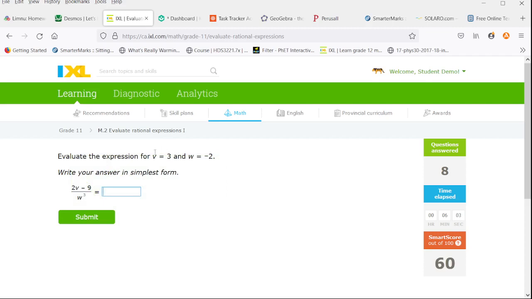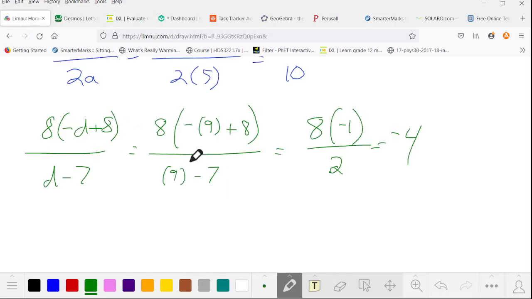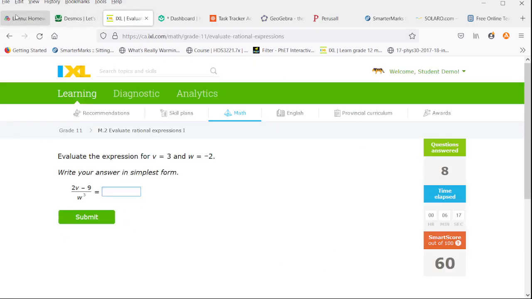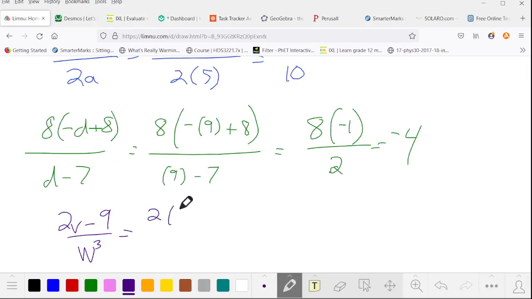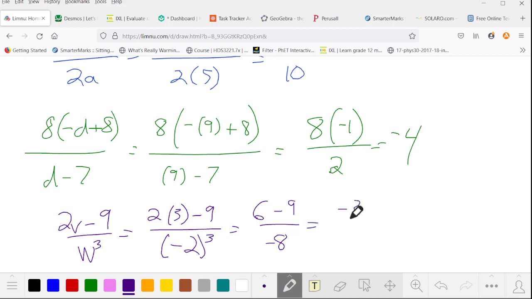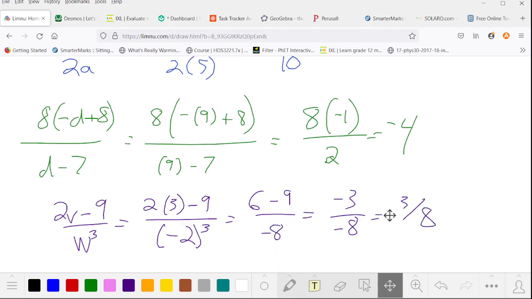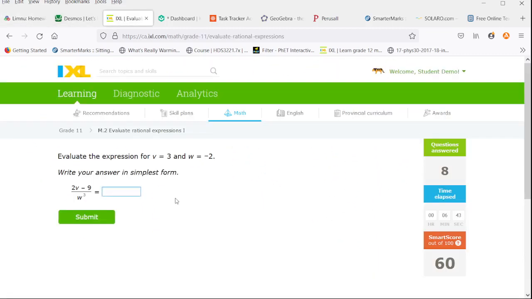So notice now we have two variables that we need to substitute for. We'll start by recopying our expression, 2v minus 9 over w cubed. We want this for v equals 3 and for w equals negative 2. So that's 6 minus 9 over negative 8. So a negative 3 over negative 8, or positive 3/8, because a negative over a negative is a positive.